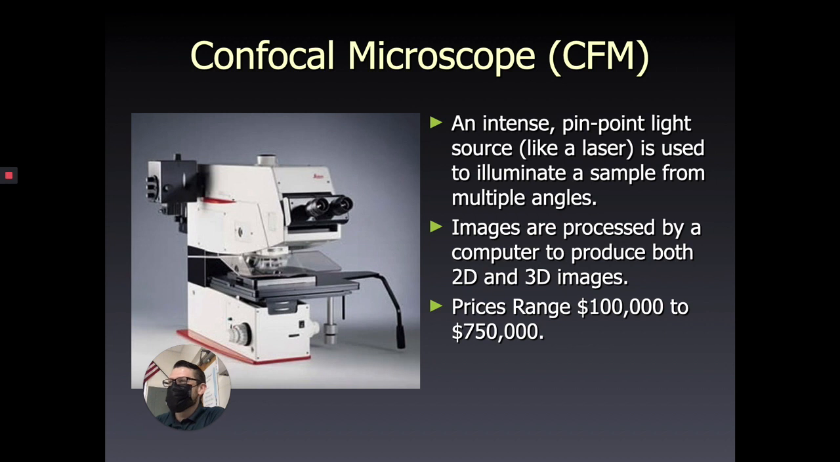The price range here is a little bit steeper, anywhere between $100,000 to $750,000, depending on the sensitivity of the sensors and the intensity of the light being used. So you don't typically see these in a high school classroom because they're just far too expensive. They're a little bit harder to operate. It would take a little bit longer to get good at imaging these things. So you'll typically only see these in professional research labs.